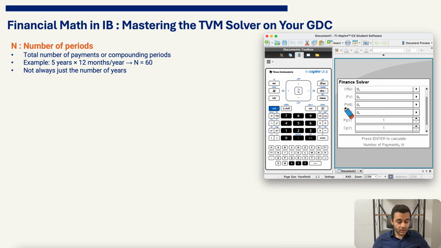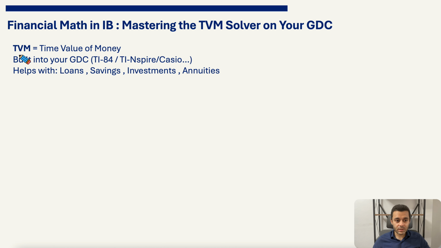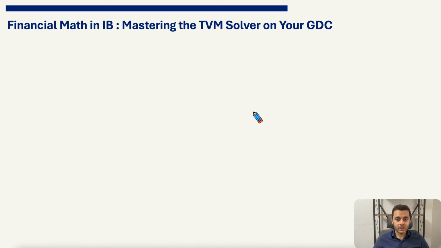So first, let's start with the TVM solver, which is time value for money, or it's the finance solver. It's in your GDC, TI-84, TI-Inspire or Casio. It will be the same process in all GDCs, but I will use the TI-Inspire. It helps you calculate loans, savings, investment, annuities, as we will see in some examples. So first, let's start with these components.